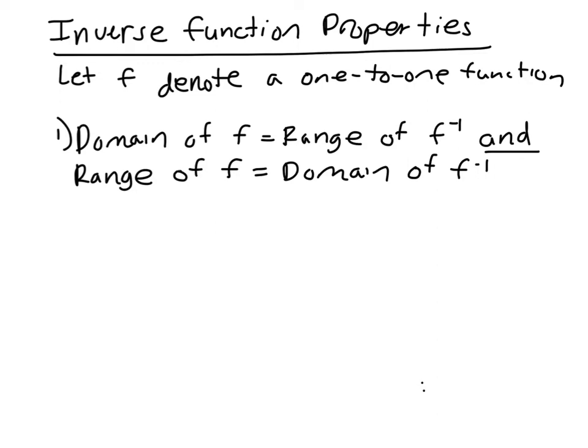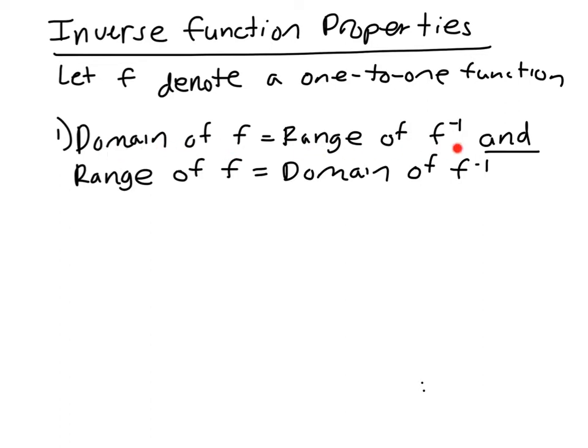In this video, we're going to talk about 4 different properties of inverse functions. First thing I want to say is, let f denote a one-to-one function. Please let that criteria continue for all 4 properties. It is important because if f is not a one-to-one function, f doesn't have an inverse. So this is important.